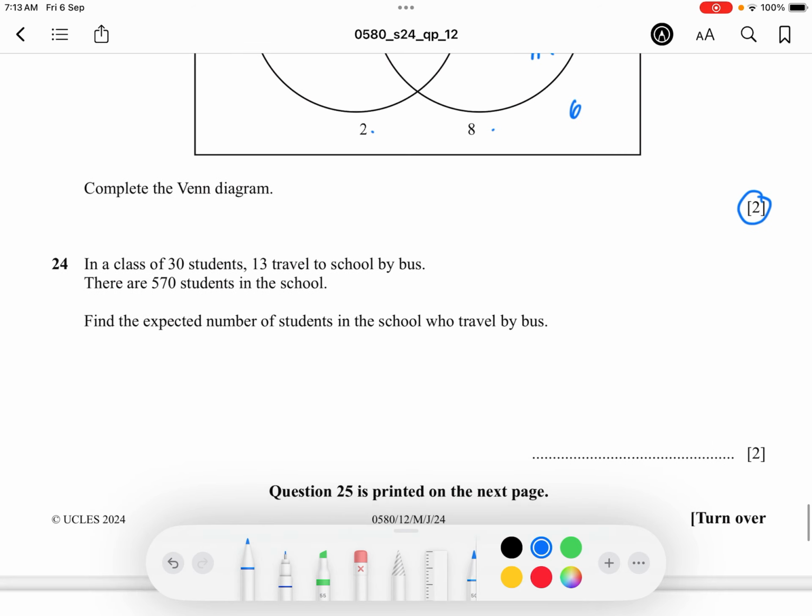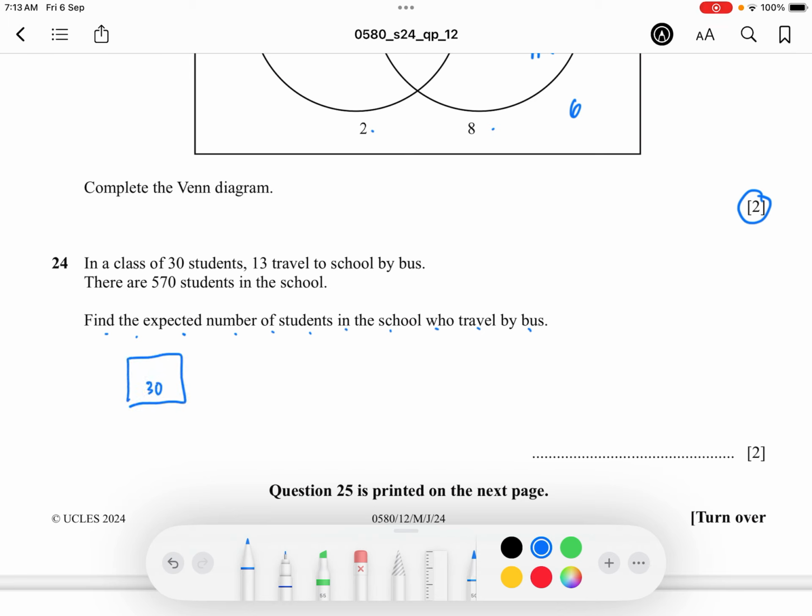In a class of 30 students, 13 travel to school by bus. There are 570 students in the school. Find the expected number of students in the school who travel by bus. So if there are 30, there would be 13 who travel by bus. So if there are 570, how many would travel by bus? Okay, so you can use ratio on this one. So you can have 13 divided by 30 times 570, and you will get 247.